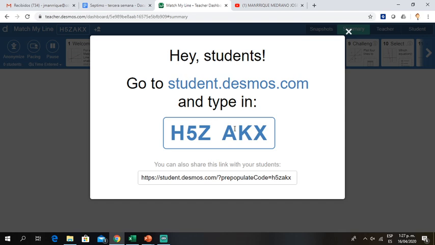The exercises are not difficult, but you have to put a lot of mind into it if you want to do it. So everybody, go to student.desmos.com and type in the code, okay? Please type in the code H5C AKX. Okay, please, everybody, go. I need everybody to go, please. You have 5 minutes. Remember, go to Desmos. I'm waiting for you.